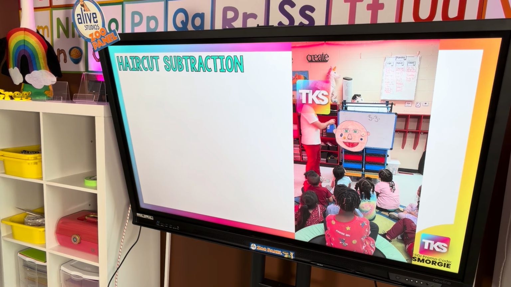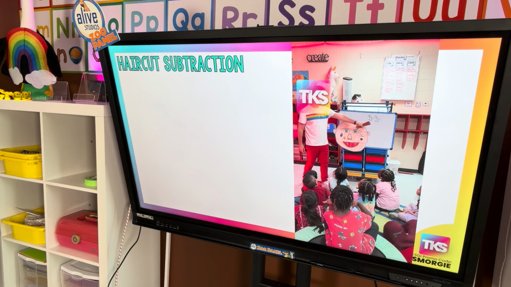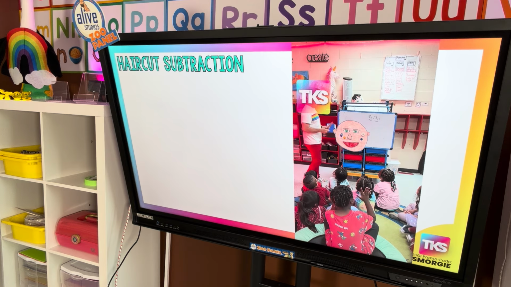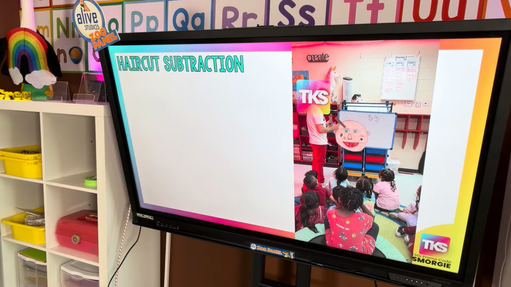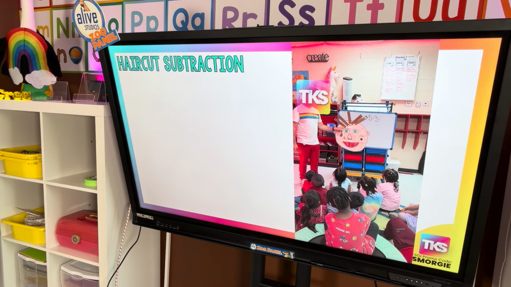All right. So how many hairs do I need? Hey, Asani. How many hairs do I need? Count. 1, 2, 3, 4, 5. So how many hairs do I have? 3. Well, how do we find out? 5 minus 2, 3, 4, 5.